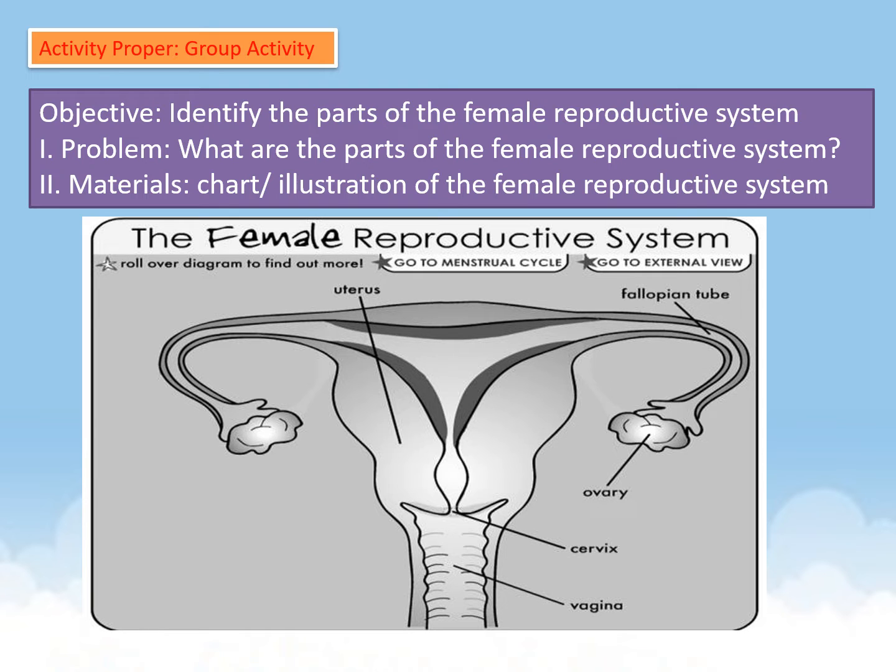Activity proper or group activity. Objective: identify the parts of the female reproductive system. Problem: what are the parts of the female reproductive system? Materials: charts, illustration of the female reproductive system. So, the female reproductive system, nandyan ang fallopian tubes. Ito pong dalawa na ito. Uterus, ovary, cervix, and vagina.